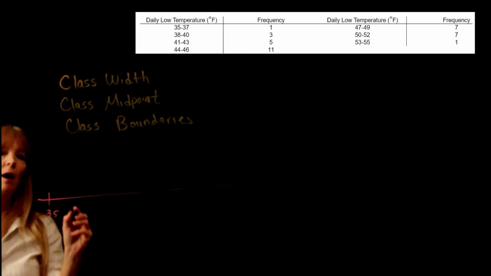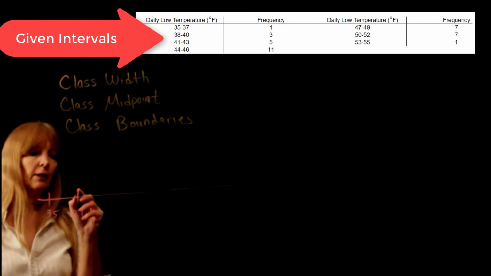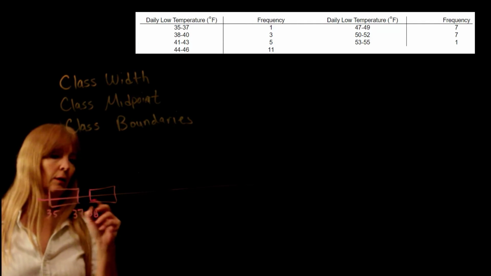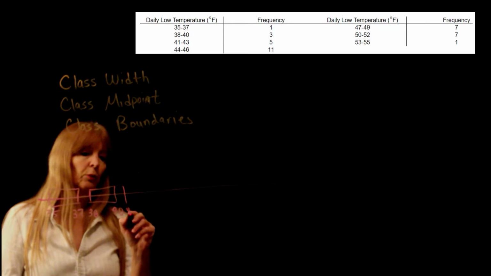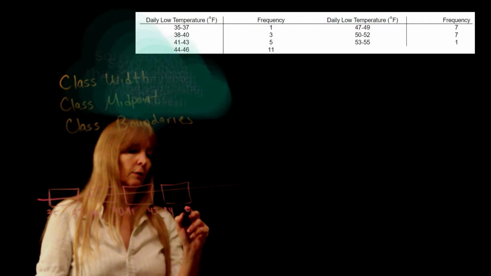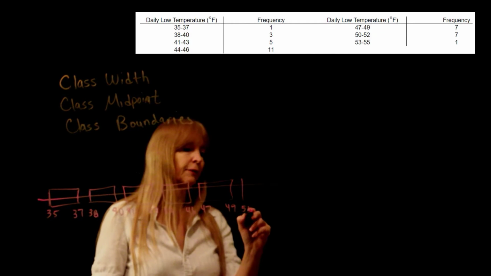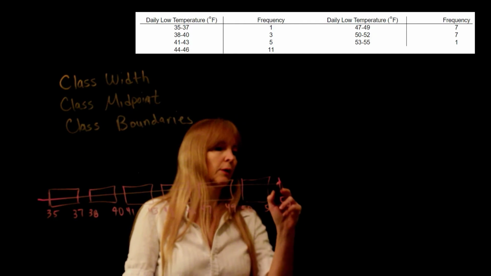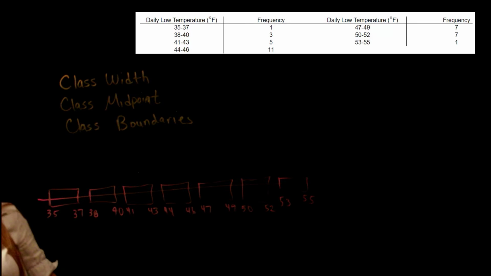So it starts at 35, and then it says that it's from 35 to 37. So in other words, it's in that interval. So then the next would be 38 to 40. All right, so far so good. The next would be 41 to 43. The next would be 44 to 46. The next 47 to 49. The next 50 to 52. And then it stops at 53 to 55. Okay, so each one of those are the intervals of our data.